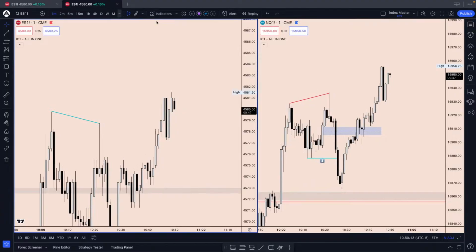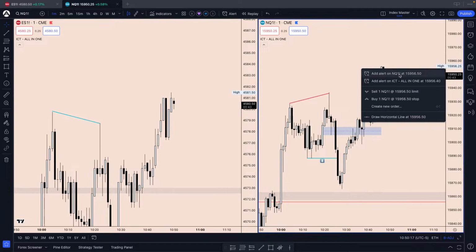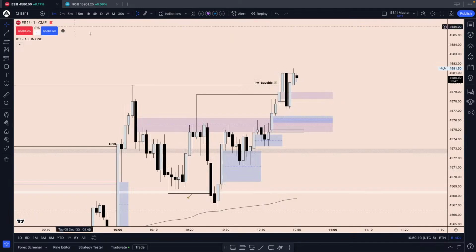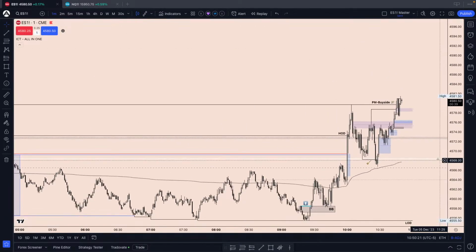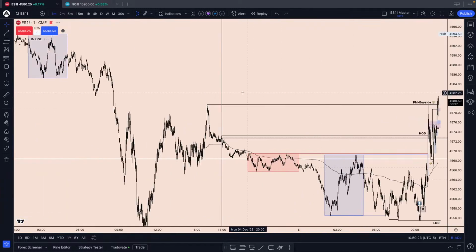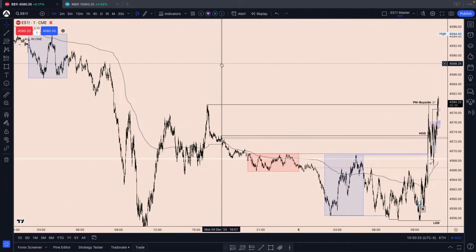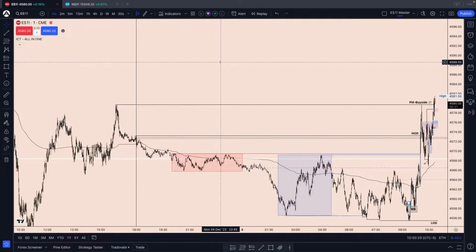We sweep the high, but we didn't on NQ. Let me set an alert for that. Next buy side on ES. What did we map out? 15 minute would really be all the way up here at 4588.